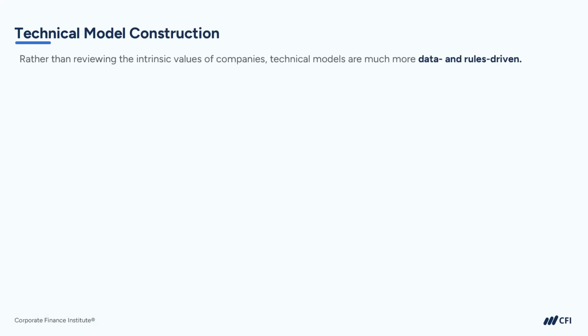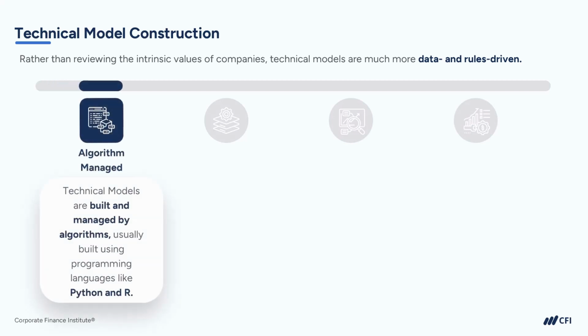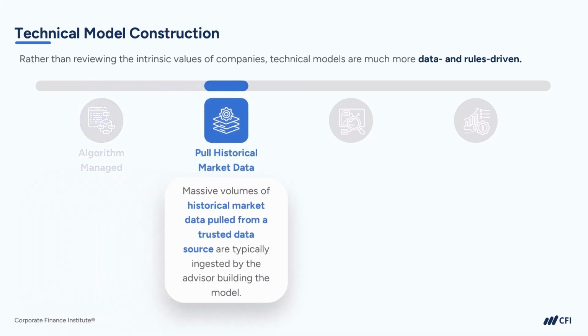Rather than reviewing the intrinsic values of companies that financial analysts calculate, which is how fundamental models are built, technical models are much more data and rules driven. Often, technical models are built and managed by algorithm and are frequently built using programming languages like Python and R. At a high level, a massive volume of historical market data is typically ingested by the analyst or advisor that's building the model, which is pulled in from a trusted market data source like Bloomberg or Reuters.